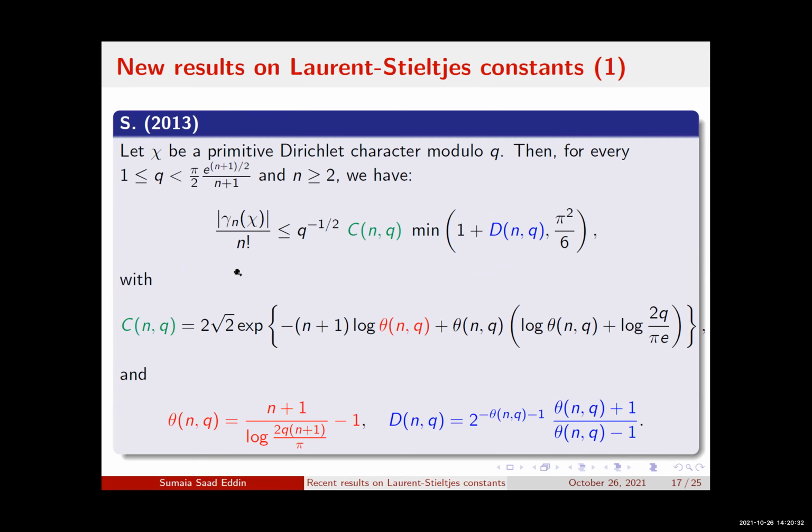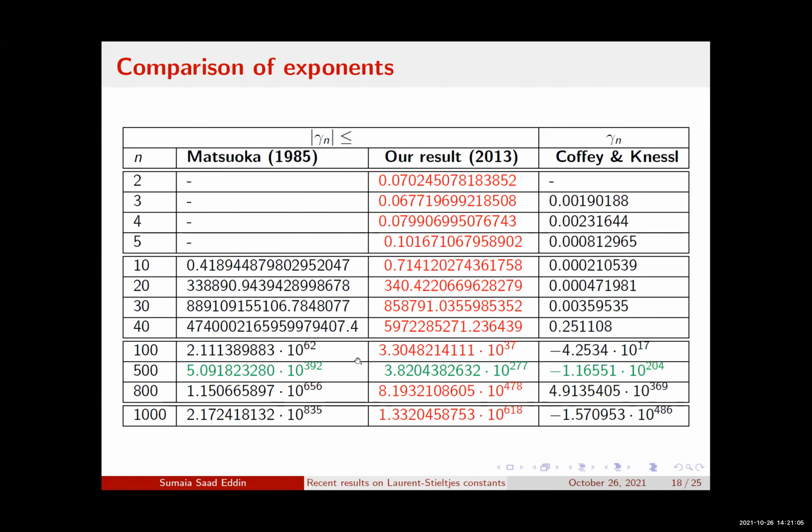So here, as you see, I got this upper bound for the general case, gamma n chi over n factorial. Chi here is a primitive Dirichlet character modulo Q, and Q is between 1 and this term. Yes, maybe at the beginning you see it's a bit complicated formula, but if we take the special case when chi is principal, for example, we have an improvement of Matsuoka's result.